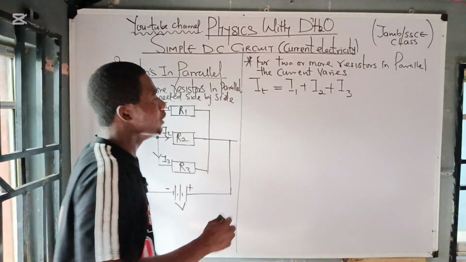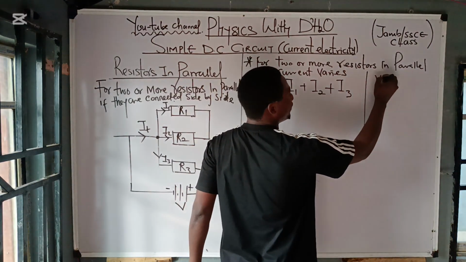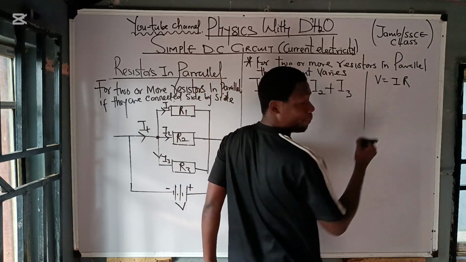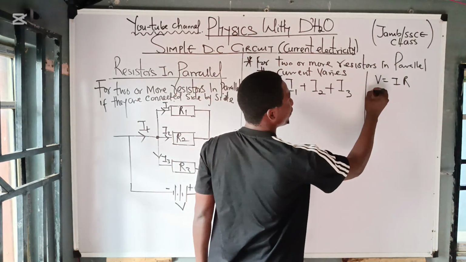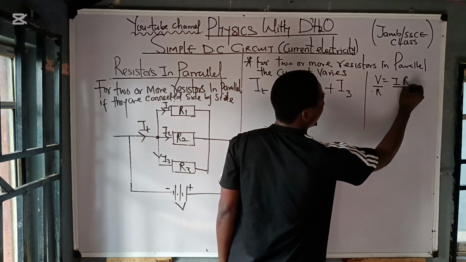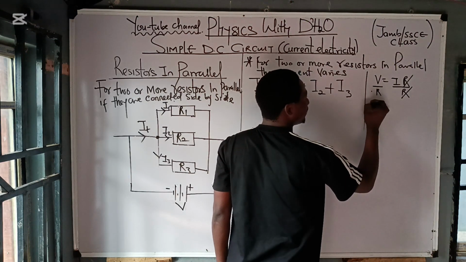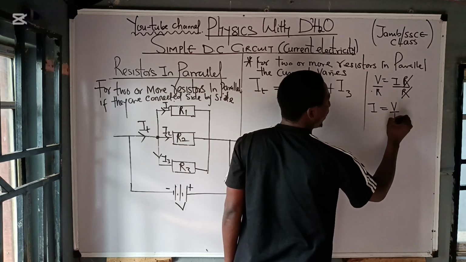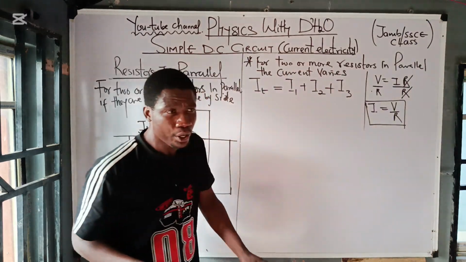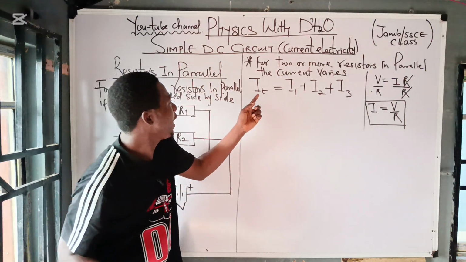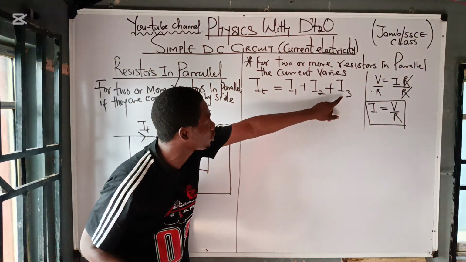Watch this carefully. Remember that from Ohm's law, V is equal to what? I R. Let me isolate the formula now. You divide both sides by R, so this cancels this. I is V over what? R. So this is the expression for the current. Watch carefully. I total is I1 plus I2 plus I3.